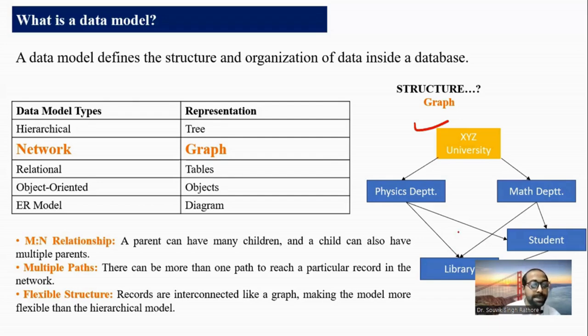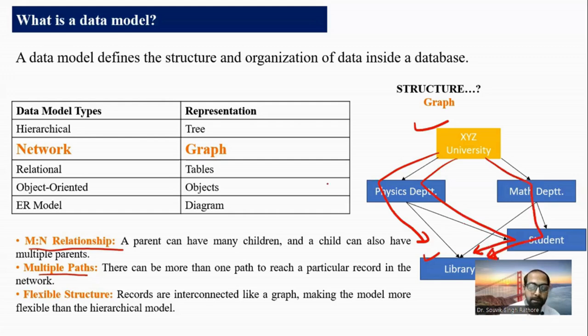Now, coming to the main characteristics, it supports many-to-many relationship, where a parent can have many children and a child can have many parents. The second characteristic of a network model is there can be multiple paths. A record can be reached through multiple paths. For example, if you want to reach the library, you can come via this path, or you can come via this path, or you can come via this path. So there are multiple paths.